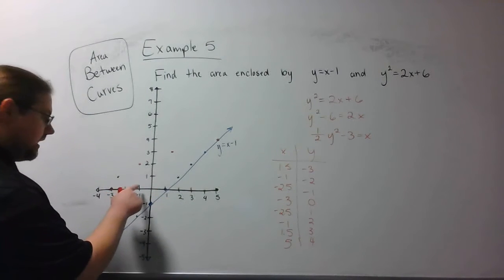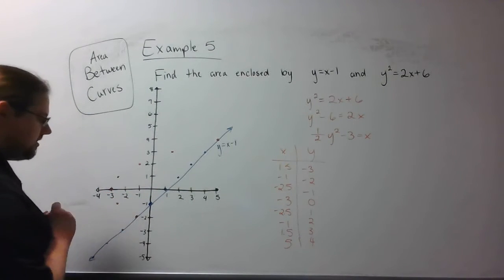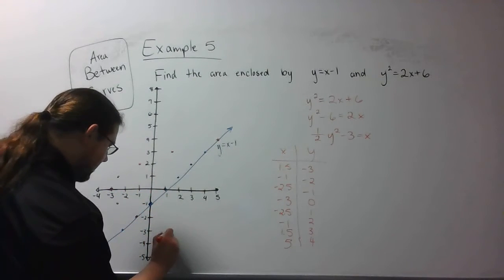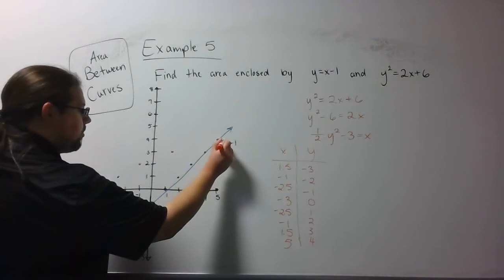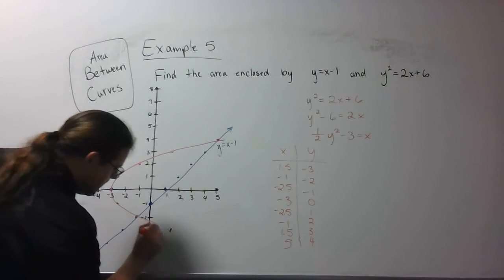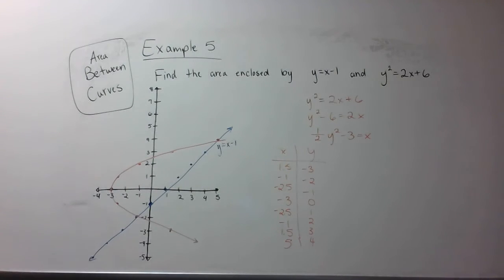Negative 1 at negative 2. There's the other intersection. And I'll go ahead and do this last one: 1.5 at negative 3. Just so you guys can see my parabola. In this case, it is opening up to the right.